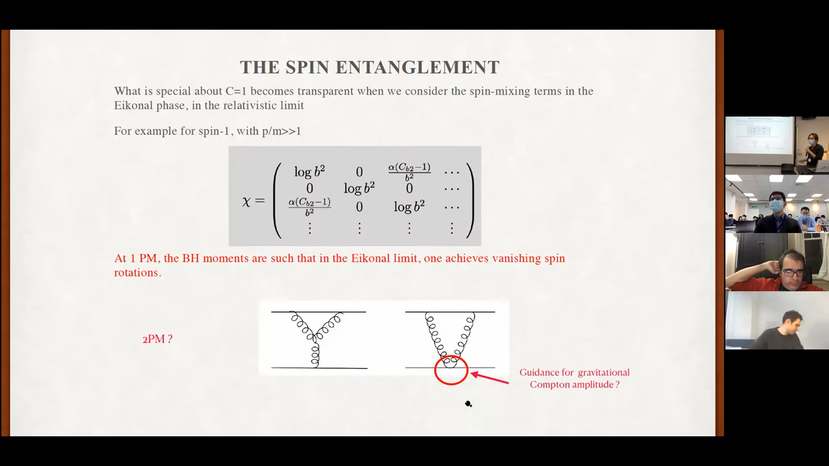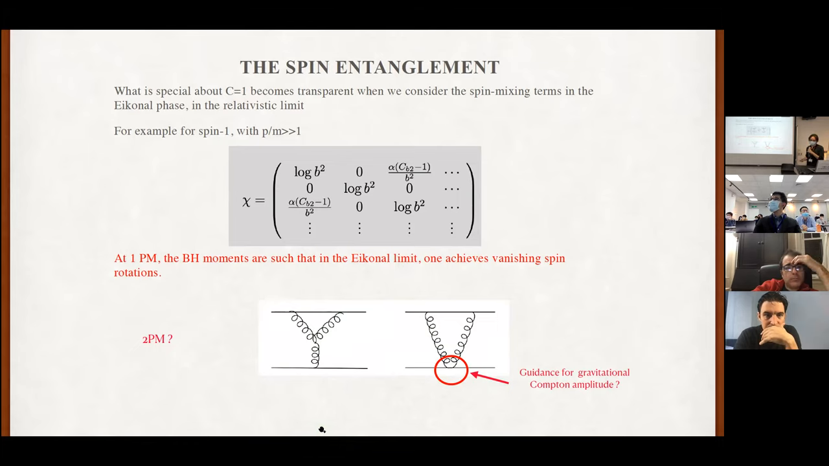So of course the question is what happens at 2PM, which is the next order, which is something that we're computing now, because there's something that is interesting at 2PM. This would be a 2PM graph, which corresponds to one loop in quantum field theory. And importantly, when you want to compute this graph, you actually need something more than just the three-point coupling here, which I circled in the beginning of the talk. You actually need the gravitational Compton amplitude. And what actually is this amplitude? We actually don't know it for arbitrary spin. What we know is that it's not completely fixed. And interestingly, from the GR community, the order that can resolve this issue has not been done yet.